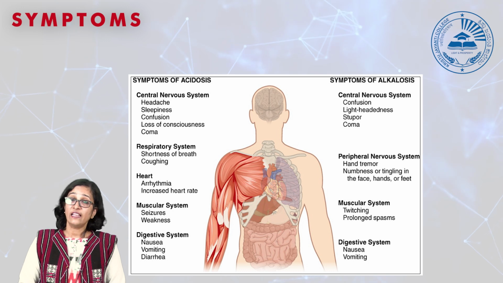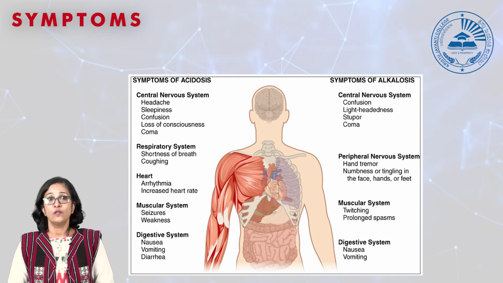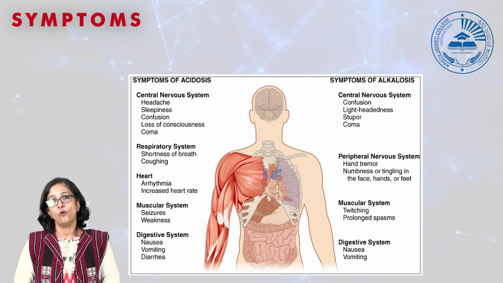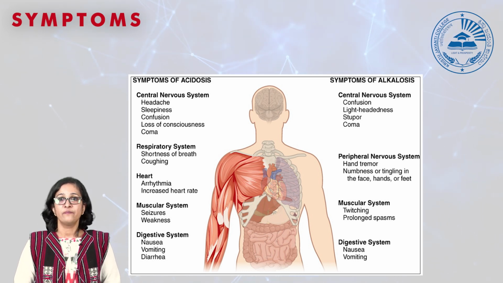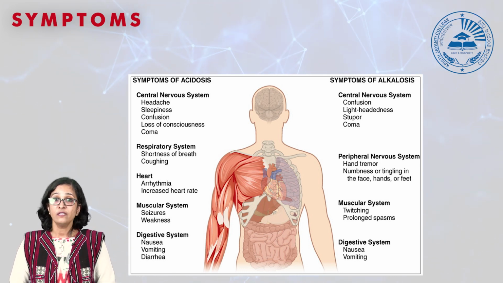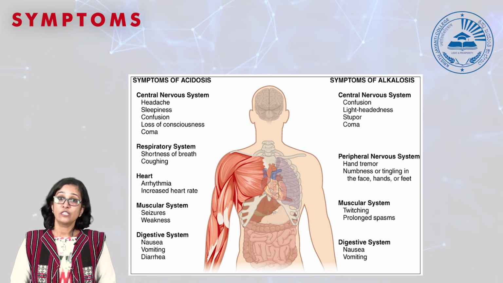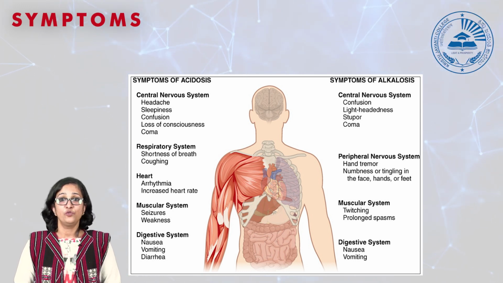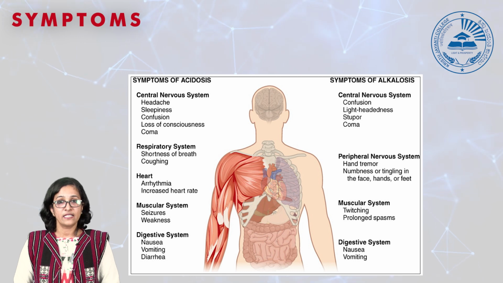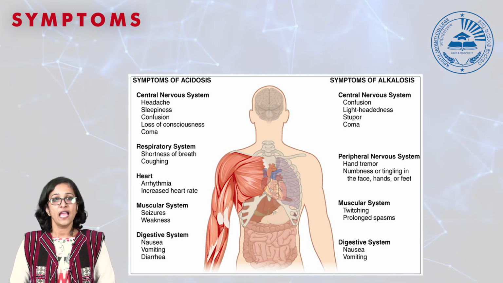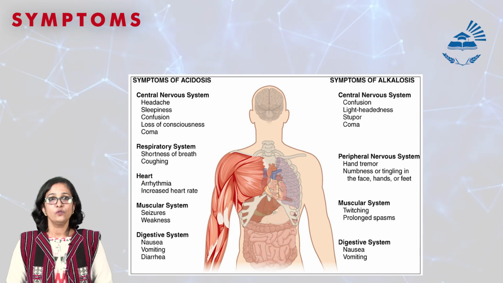Whereas the symptoms of alkalosis of the central nervous system include confusion, lightheadedness, stupor, finally coma, and the peripheral nervous system develops hand tremor, numbness or tingling in the face, hands or feet, and the muscular system will show symptoms like twitching and prolonged spasms, whereas the digestive system has symptoms like nausea and vomiting, which is somewhat similar to acidosis.